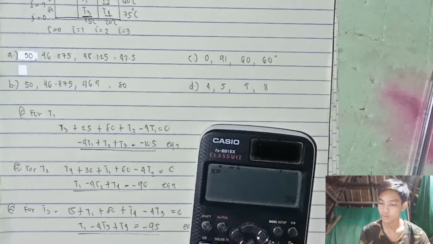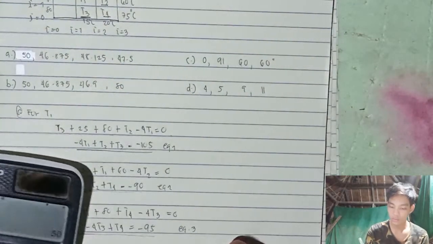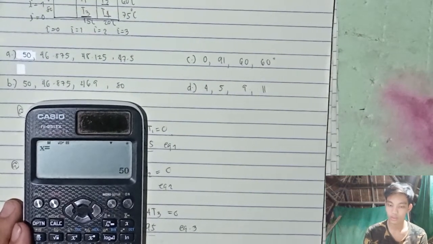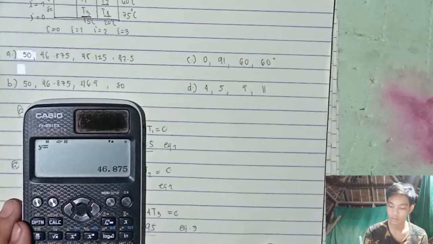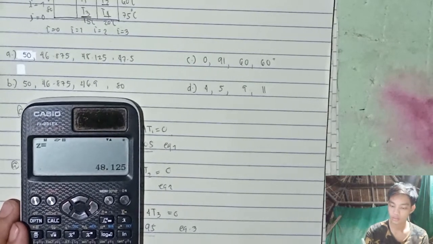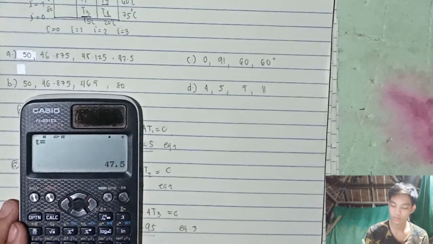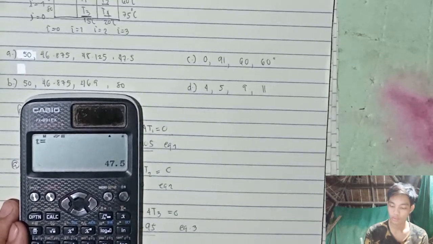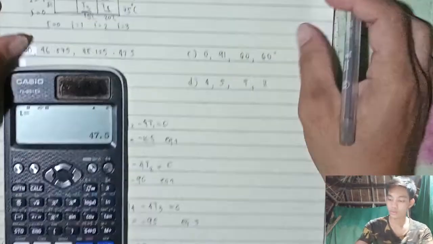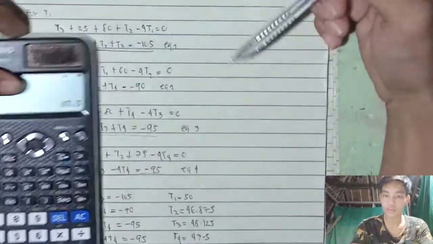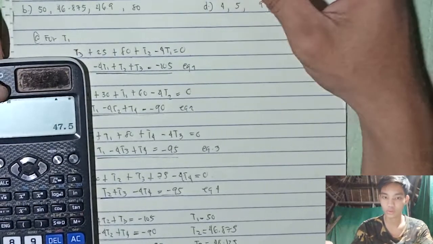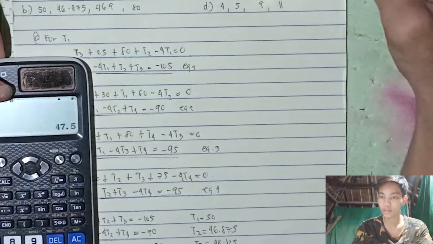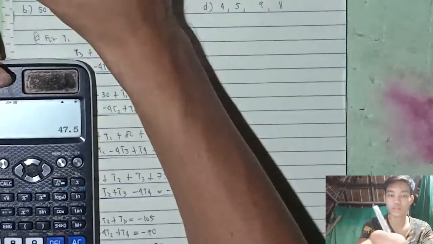There it is. For our T1, this is our answer: T1 is 50. For T2, it is 46.875. For T3, we have 48.125. For T4, we have 47.5. Let's look for it among our choices A, B, and C. In A, it is correct. In B, wrong. In C, wrong. In D as well. So our answer is letter A.